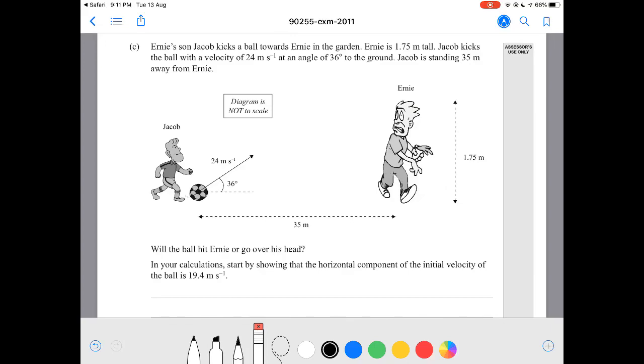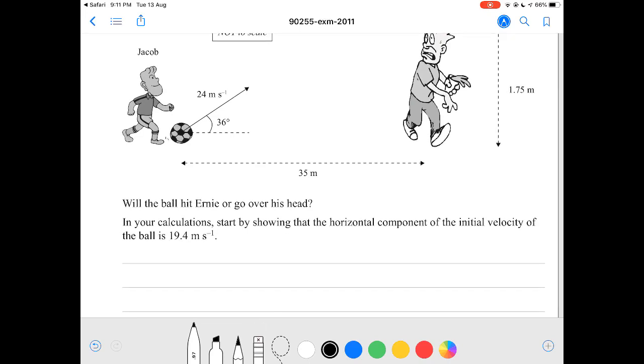Okay, so once again, we're just going to start by finding the horizontal component of the velocity. If you still don't know how to do this, go back into the video, rewind a little bit and watch the part where I explain how to calculate this, but I'm just going to speed along. So cos of 36 times 24 equals VH. If we plug this into our calculator, VH should be 19.42 meters per second, which rounds to 19.4 meters per second.